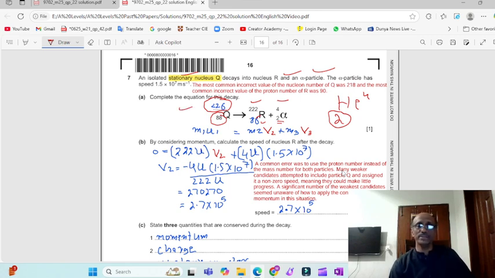So this is a very easy question. The most common incorrect value for the nucleon number of Q was 218, and the most common incorrect value for the proton number was 90. So those were the incorrect values.